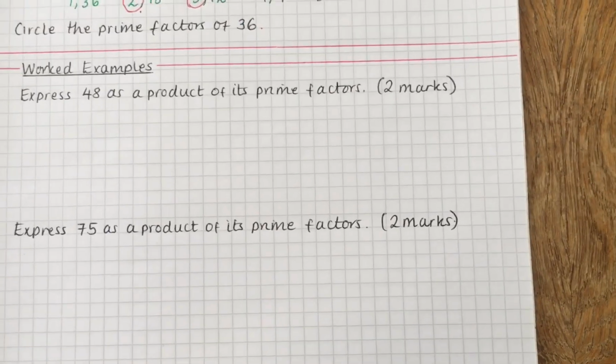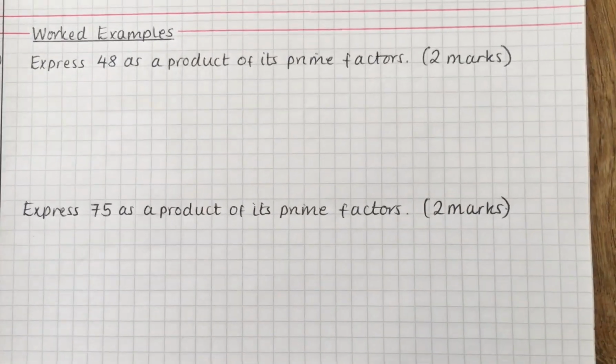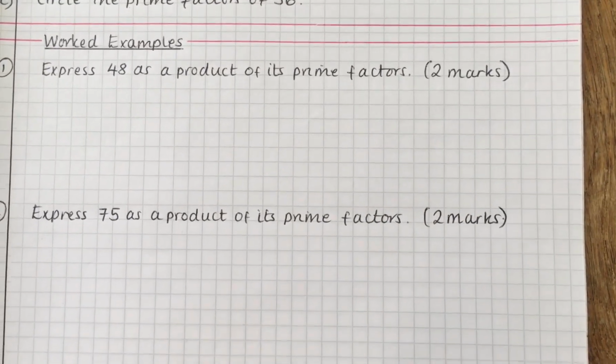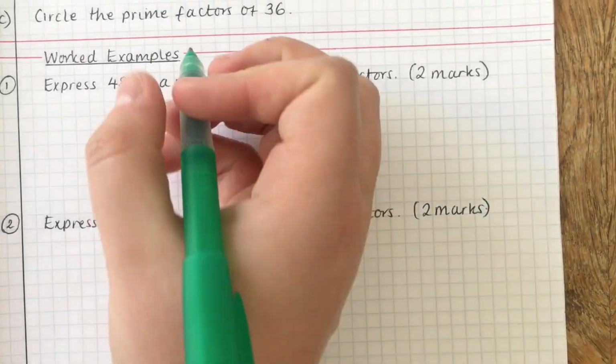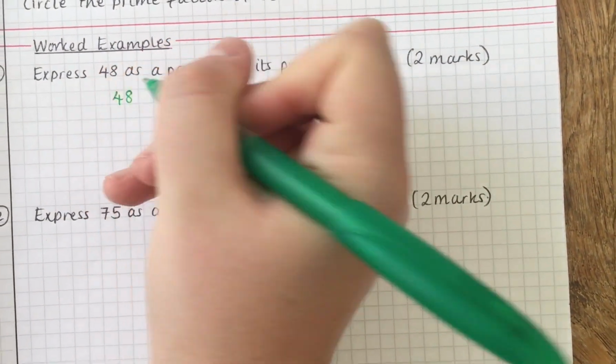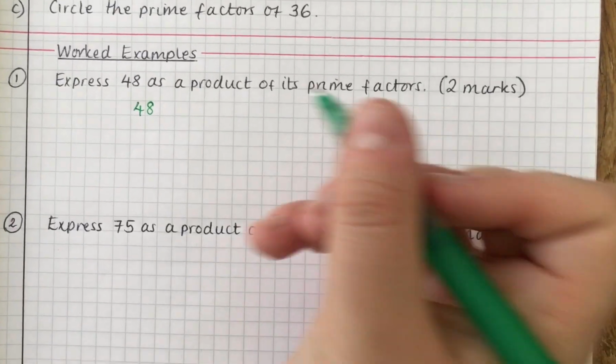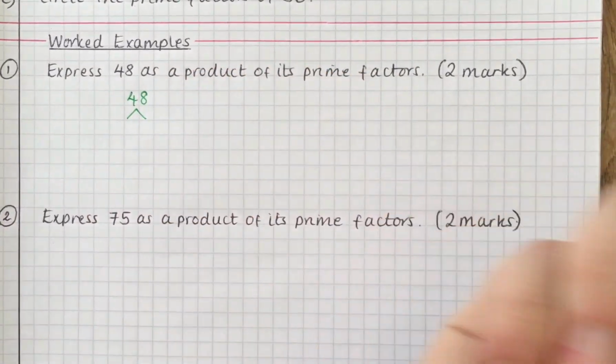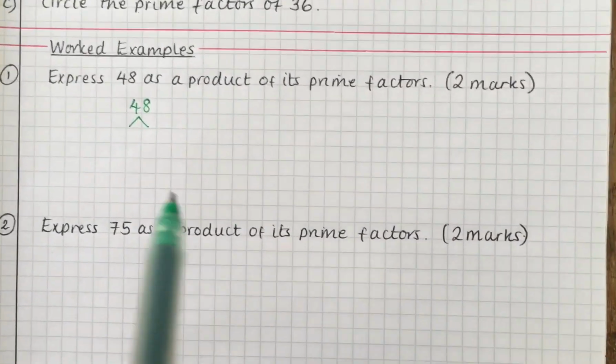So, question 1. We need to express 48 as a product of its prime factors. Now what we're going to do is a thing called a factor tree. Now you might have seen these before. What we need to do is split 48 into 2 numbers, 2 factors.